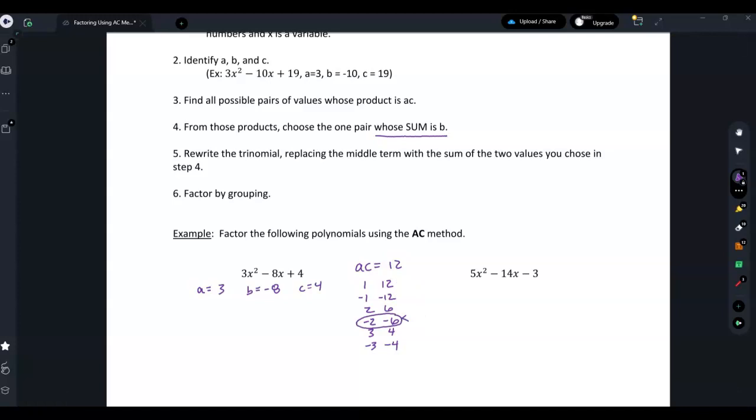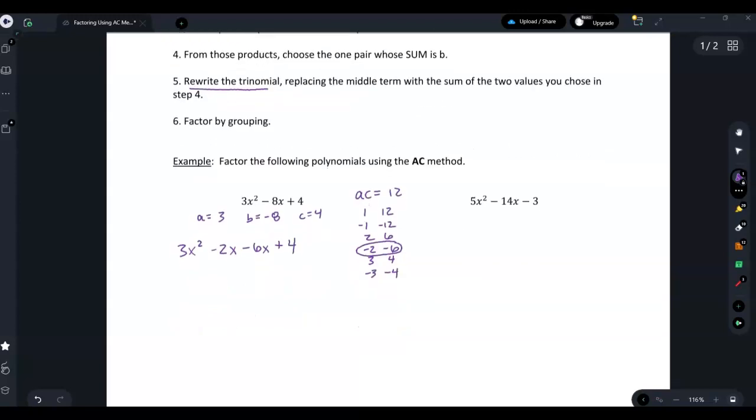Now I'm going to rewrite my trinomial, but I'm going to replace that x term with the sum of those two numbers. I'm going to rewrite 3x squared minus 8x plus 4, but instead of writing minus 8x, I'm going to write minus 2x minus 6x, and then just copy down the plus 4. I just rewrote my original problem, replacing that negative 8x with these two numbers. If I were to combine like terms right now, I would get back to what I started. So I don't want to do that, but you can see where this is coming from.